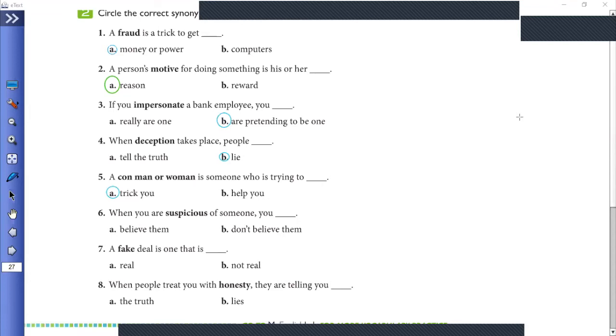Okay, number 6. When you are suspicious of someone, you Bagus, are you here or not? Yes, miss. Please do number 6. When you are suspicious of someone, you believe them. No, you don't believe them when you're suspicious. When you're suspicious, you don't really trust it, you know? Like, oh, something's going on. This is not right. So you don't really believe them. Thank you.